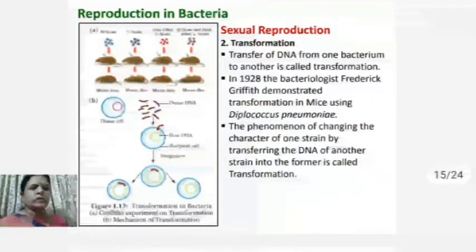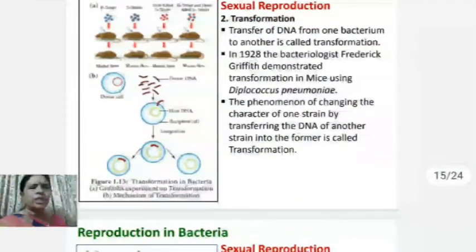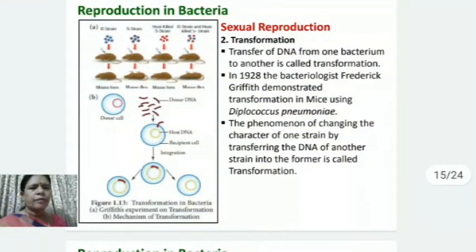Next method of reproduction is transformation. Transfer of DNA from one bacterium to another is called transformation. In 1928, a bacteriologist, Frederick Griffith, demonstrated transformation in mice using Diplococcus pneumoniae. The phenomenon of changing the character of one strain by transferring the DNA of another strain into the former is called transformation.